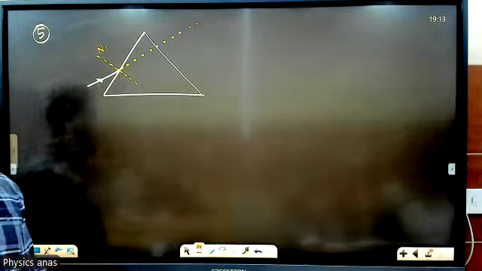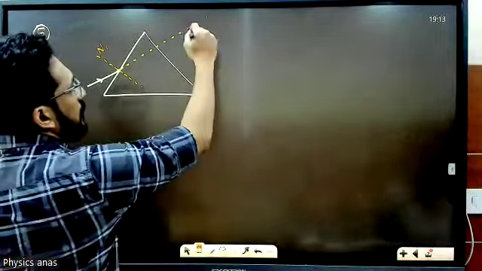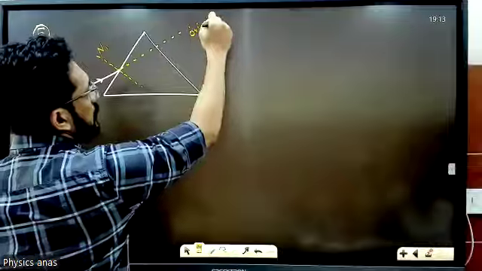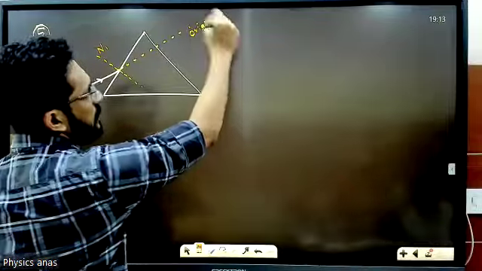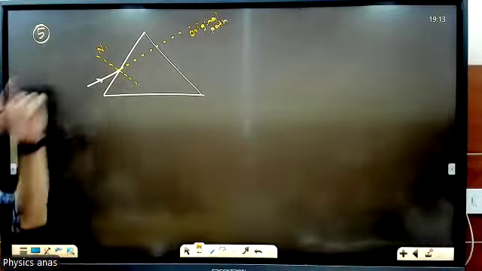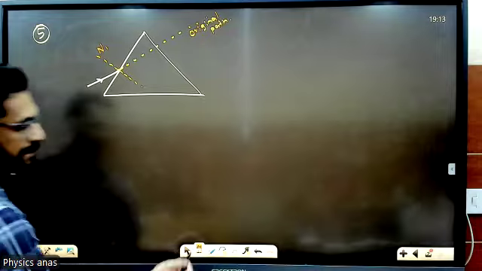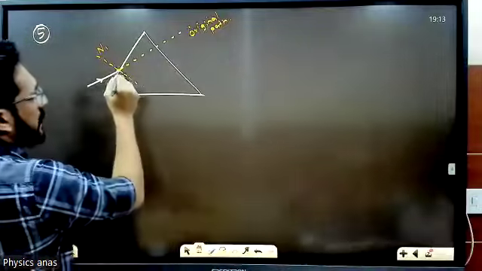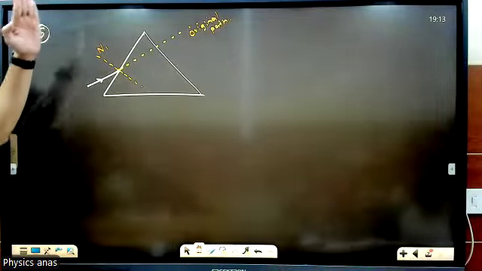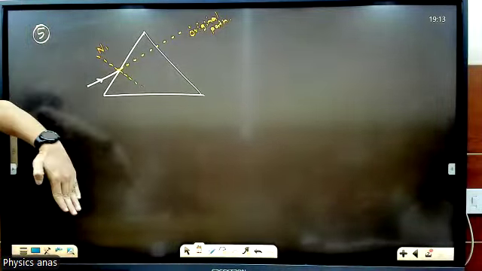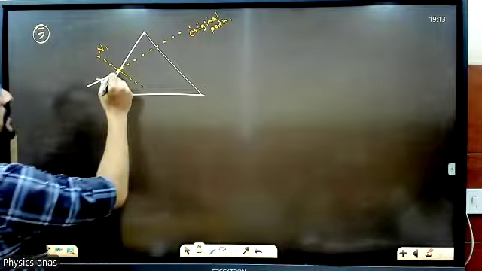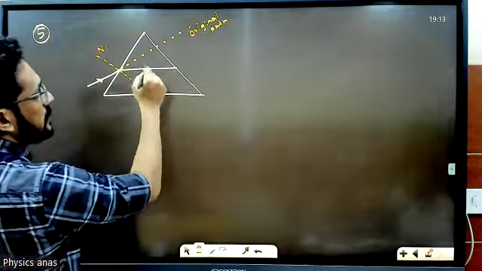And what is this extension? The original path of the incident ray. What happens to this monochromatic light? Refraction happens, and it is from rarer to denser, so it bends towards the normal. It is like this. Got it?